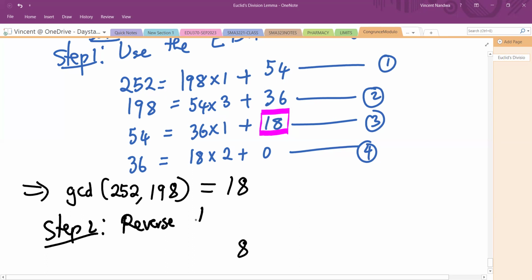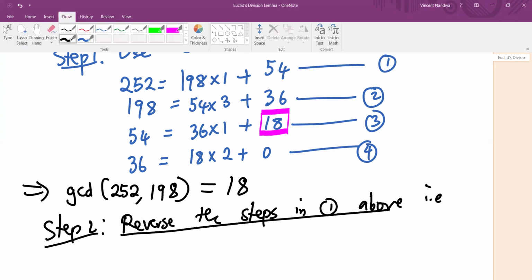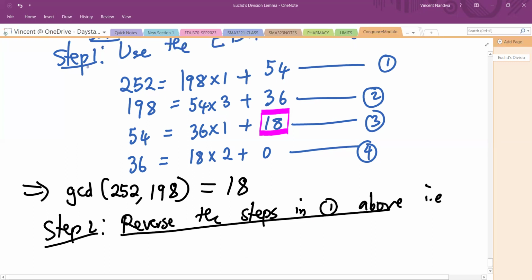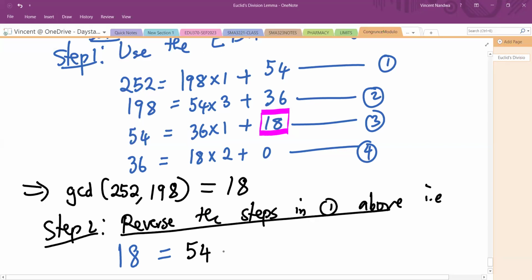reverse the steps above. From the line where we have 18, you make 18 the subject. So you write 18 equals 54 minus 36 times 1. Call it, say, equation 5.